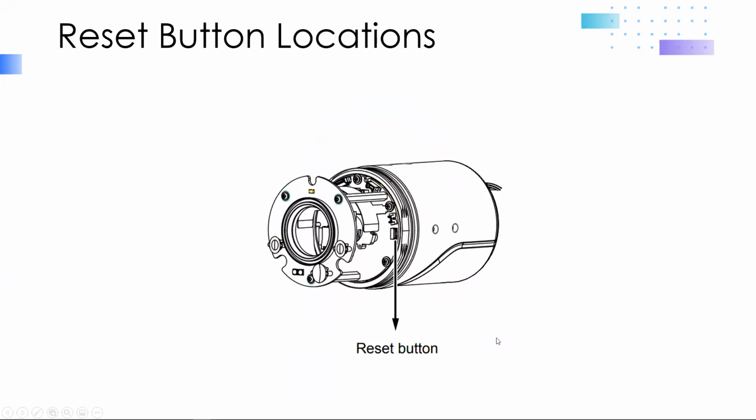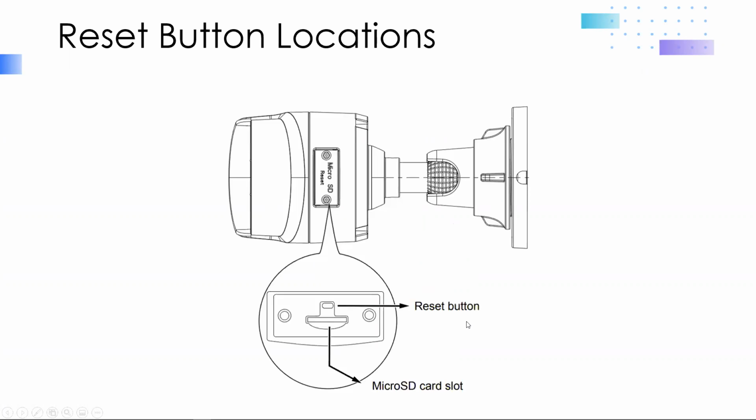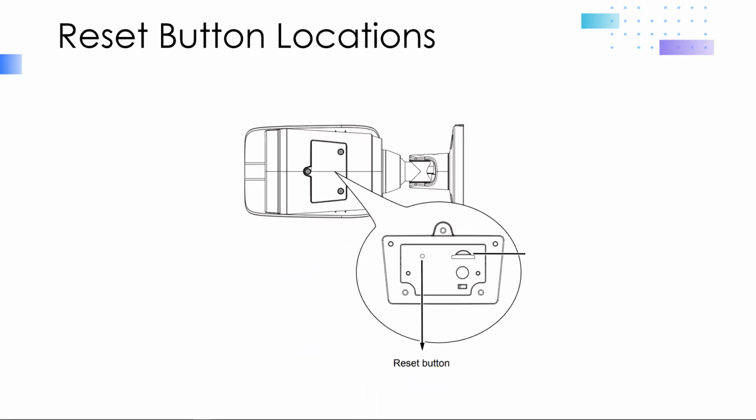Same thing for our bullets. There is a reset button. You just have to pull off the front and then you'll find the reset button there. And then for our other form factor bullets, you will have to take off the external cover that is shielding the micro SD card slot and the reset button. And then this is just another form factor of our bullet cameras. Pull off the cover and you have your micro SD and your reset button there.